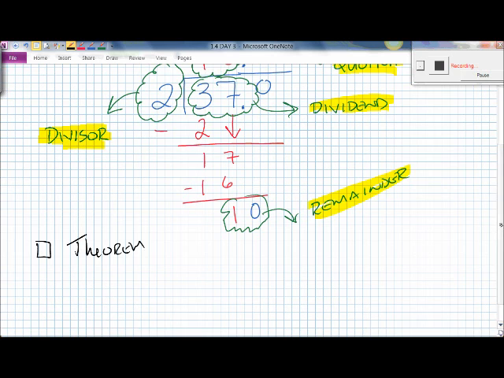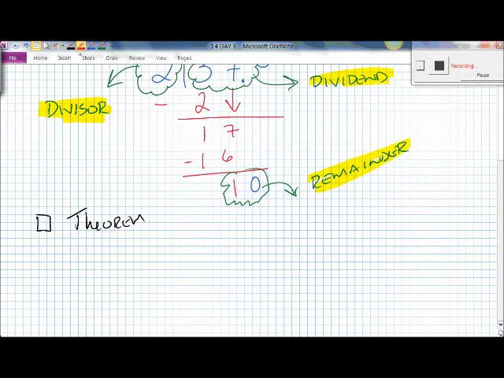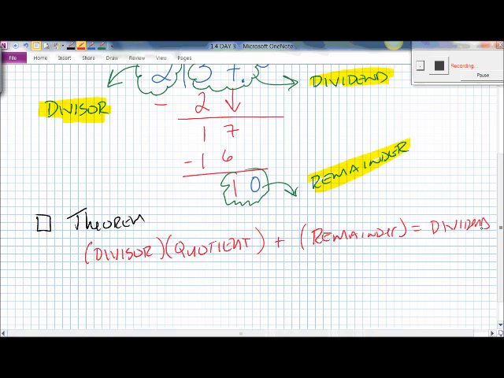Okay, the theorem says this, okay? The divisor multiplied by the quotient plus, oh no, we have a long way to go, remainder is equal to the dividend. Did you guys know that? Okay, let's see if that is actually true.